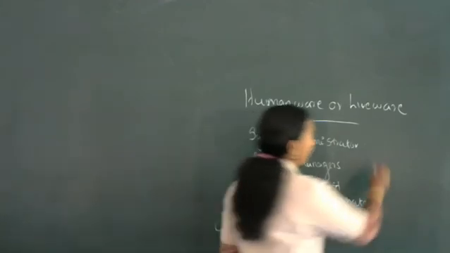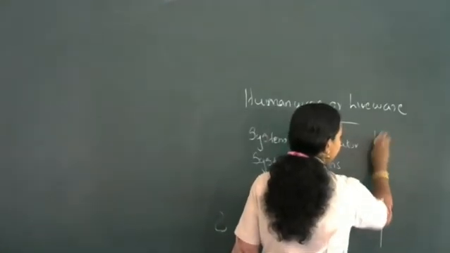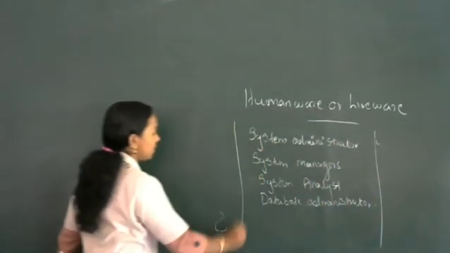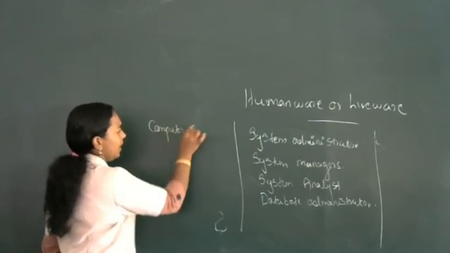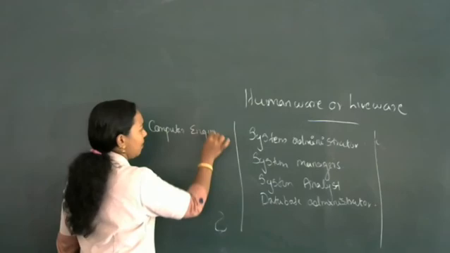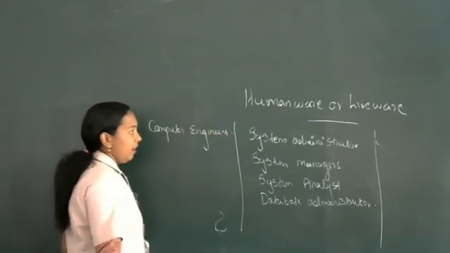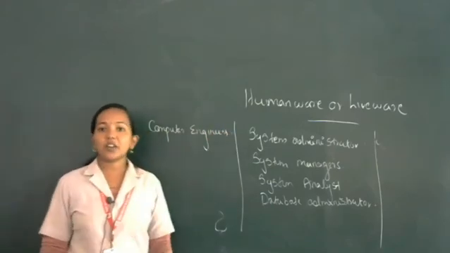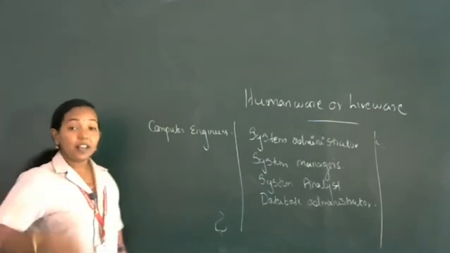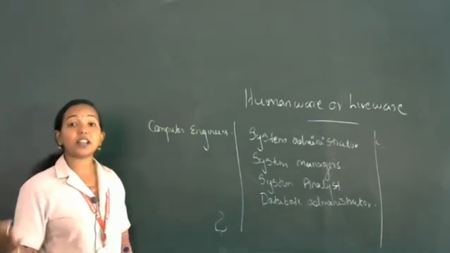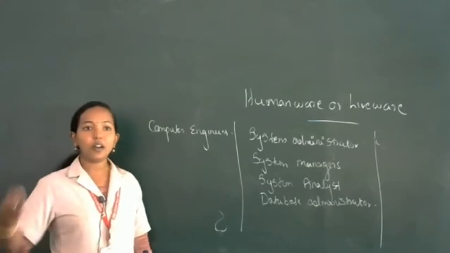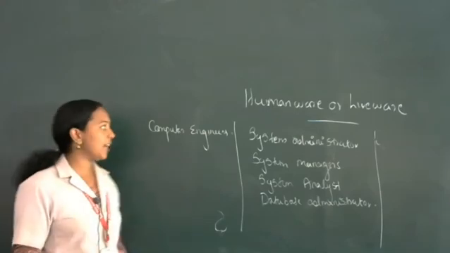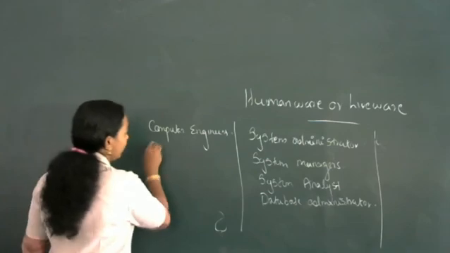Then computer engineers. Computer engineers means they don't have the administrative power. That means they can use the computer for their own purpose, for creating software or for sending information. For all those purposes they are using the computer.